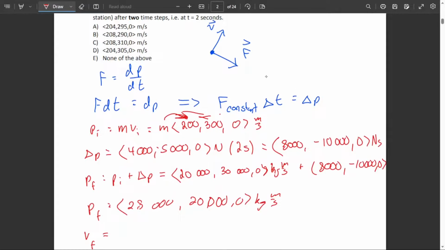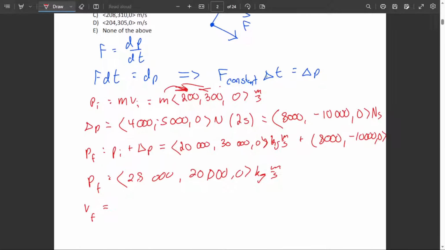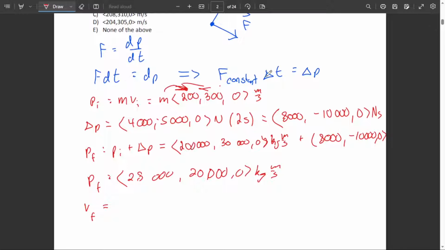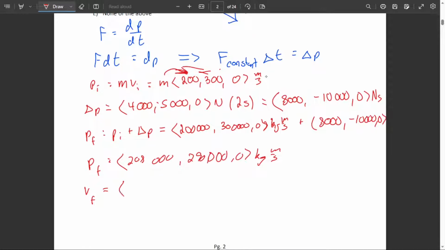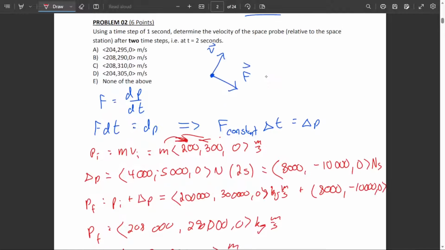Did I drop a 0 somewhere? Oh, I think I did. The initial momentum should have had another 0. So this will actually give us 208 and then 290. Yes. So the final velocity is 208, 290, 0 meters per second. So answer is B.